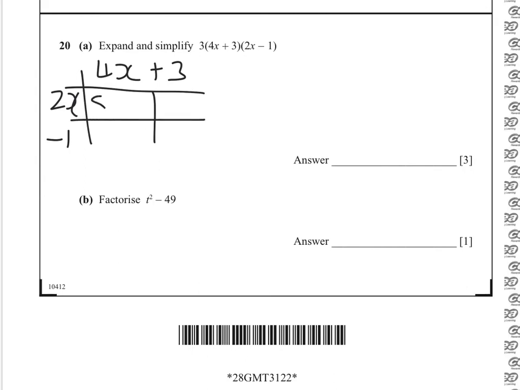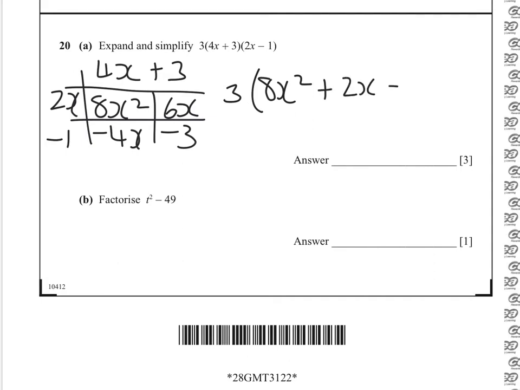4x times 2x is 8x squared. 3 times 2x is 6x minus 4x, and minus 1 times 3 is minus 3. So that gives us 3 times 8x squared, 6x take away 4x, which is 2x, and minus 3. 3 8s are 24, 3 2s are 6, and 3 3s are 9.